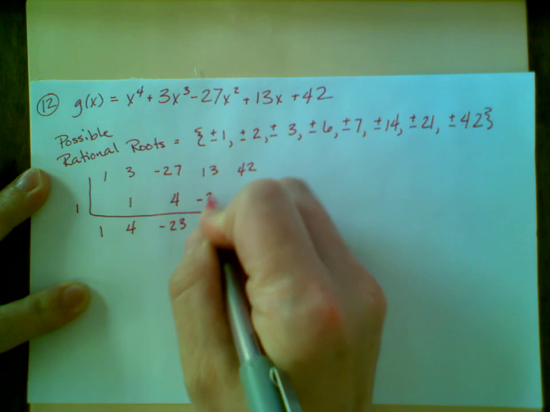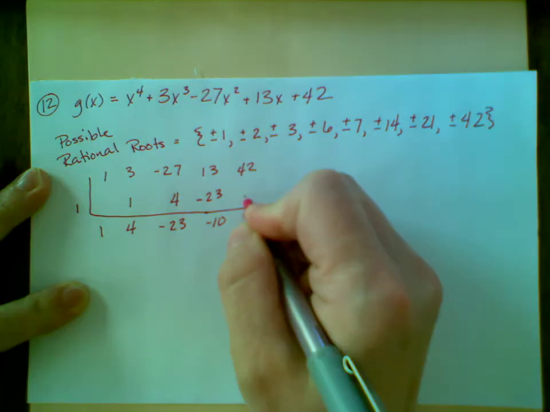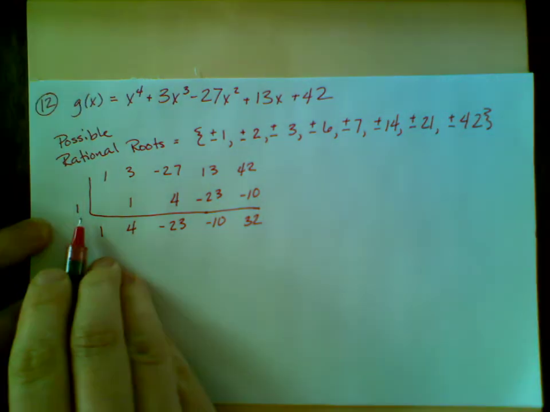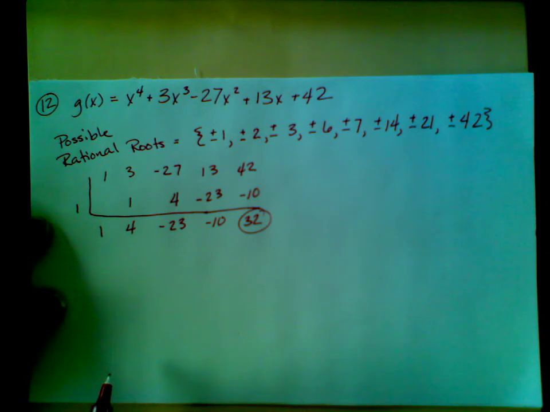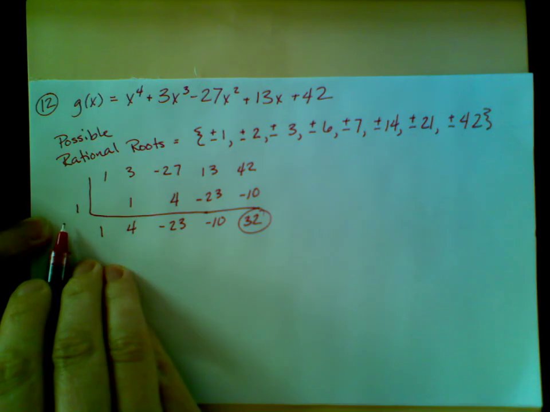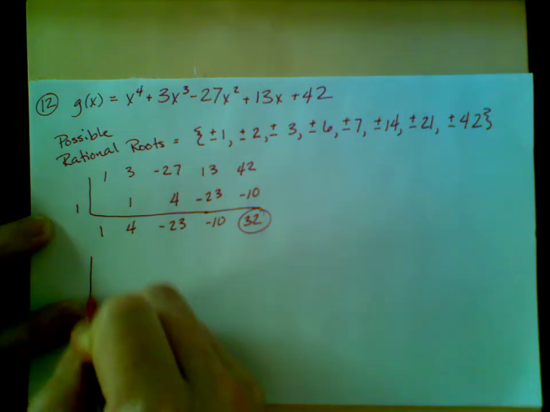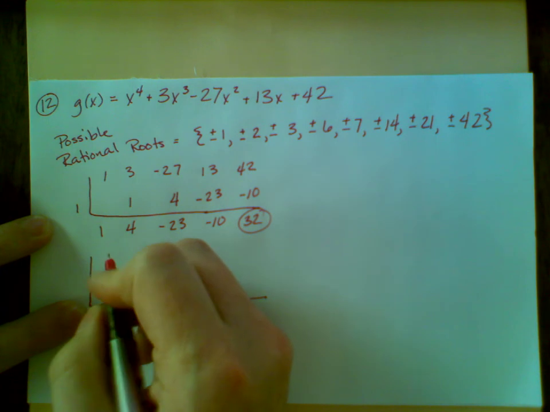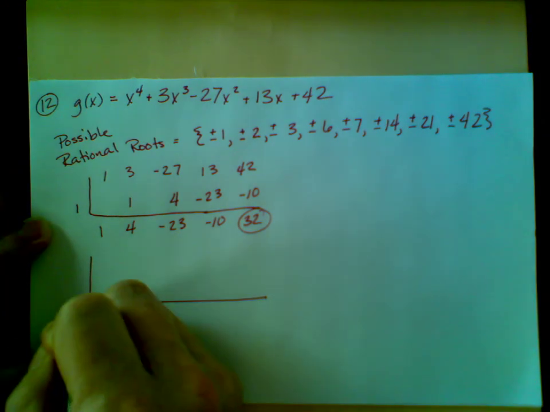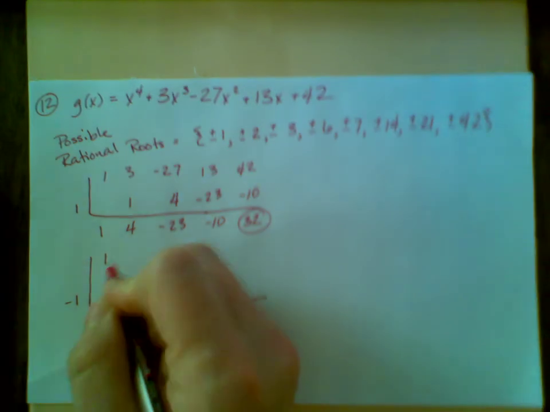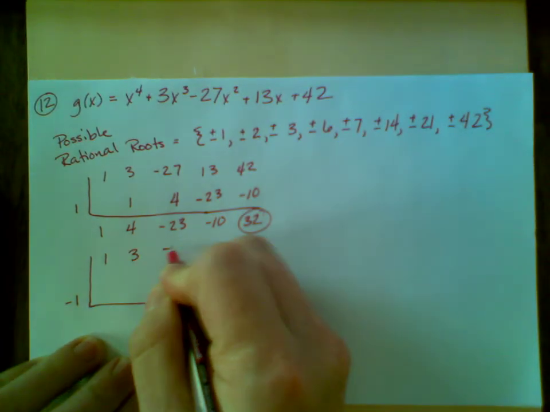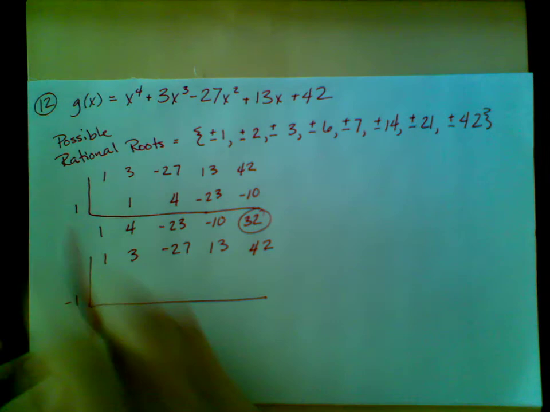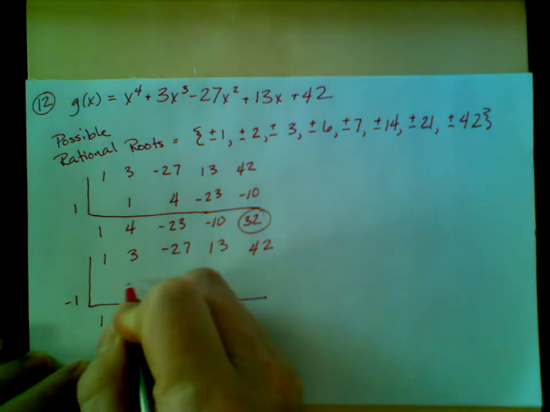That will be negative 23, negative 10. And unfortunately, it looks like 1 is not a root because this is not 0. And since 1 is not a root, x minus 1 is not a factor. So I just really need to move on to the next one. There's no reason to do these in any particular order, but I just like to start with 1 and negative 1 because they're the easiest numbers to work with.